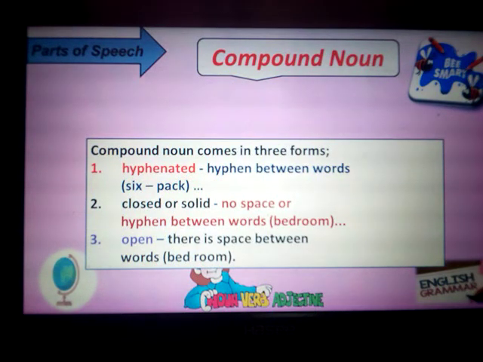Compound nouns come in three forms. We have hyphenated nouns, when you have a hyphen between two words. Closed or solid, where there is no space or hyphen between words, like bedroom. Or open, where there is a space between words.